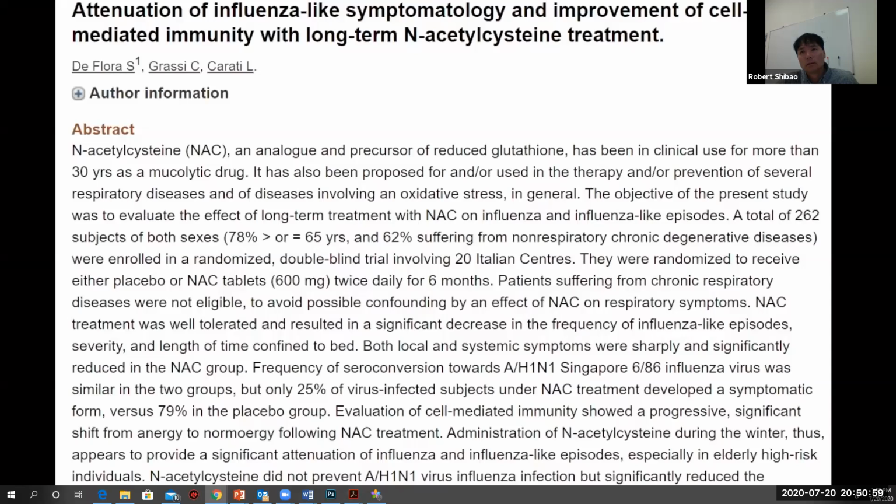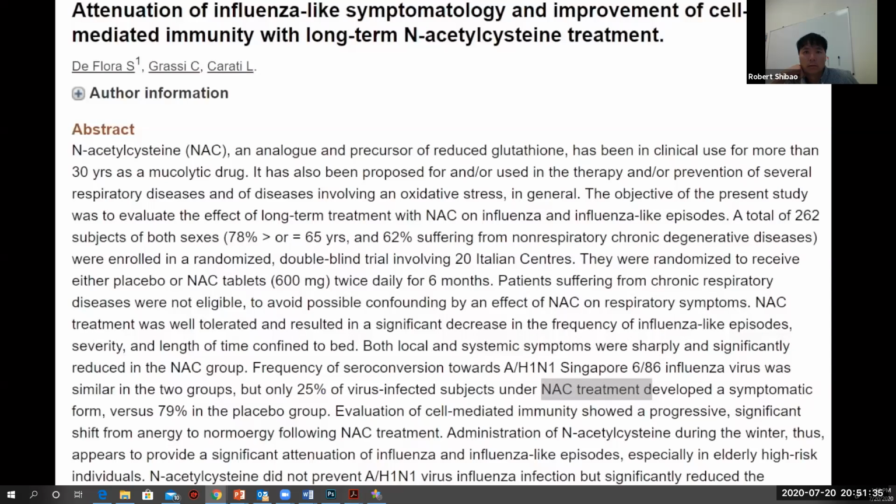And when they looked at how many people came down with the H1N1 flu, there was no difference. Both groups came down with the same amount of flu. But when they looked at which ones actually had symptomatic forms of the flu, in the placebo group, 79% of them came down with symptomatic forms of the flu, whereas only 25% of those with NAC treatment. Wow, that's an absolute risk reduction of 0.5, which means you'd only need to treat 2 people to prevent one of them from getting the flu symptoms.